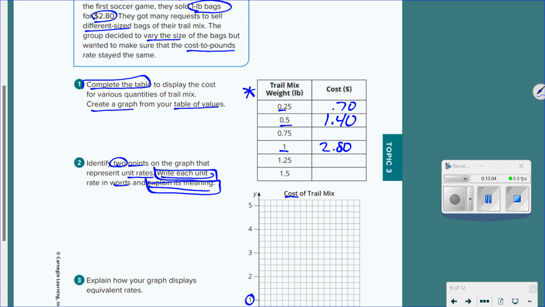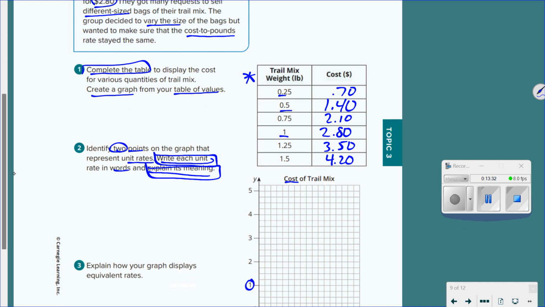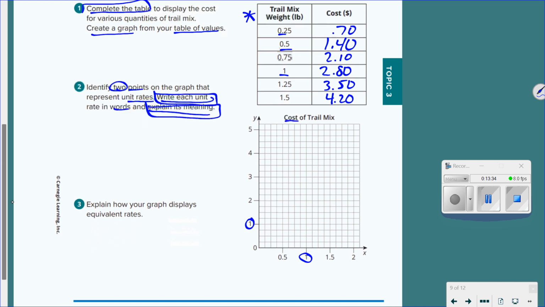75, 5/10 is 2,500, gives me 7,500, so I just add these 2 up. 125 is the 1 plus 25, so I add 75 cents to this one, so 350. And then 1.5 is just the 1 plus 150, so I add those 2 up and I get 420. Yeah. So regardless of how you did it, those numbers are the ones you should have gotten on your table. Once you have the numbers on your table, now you just need to transfer that to the graph.